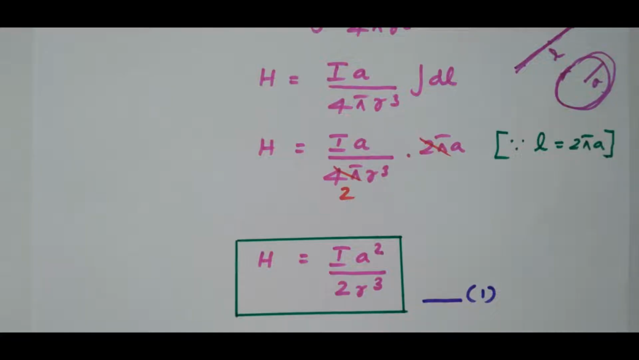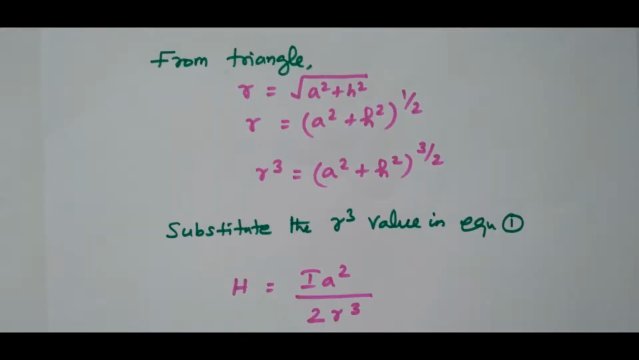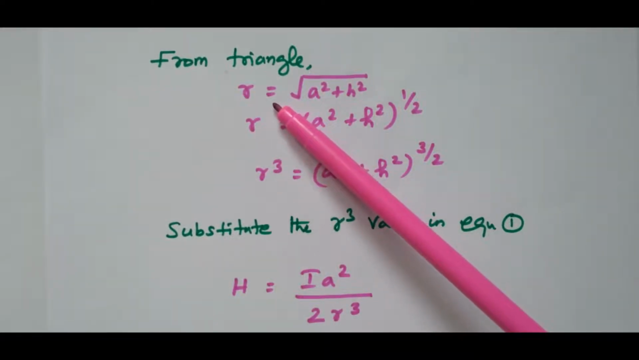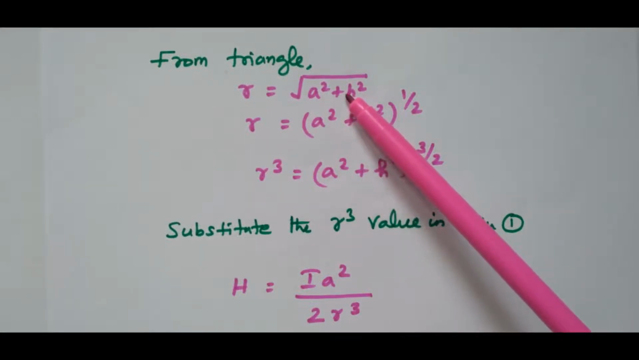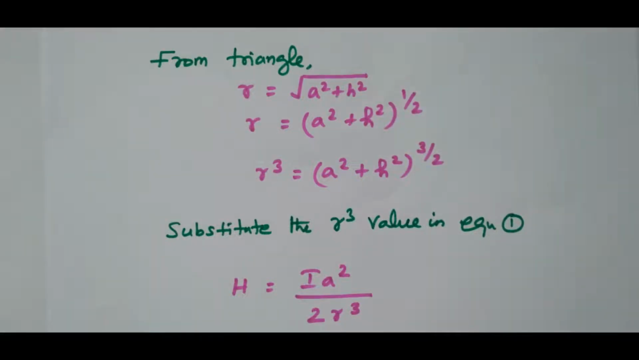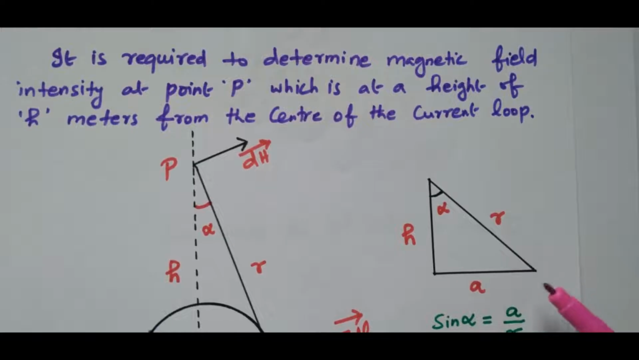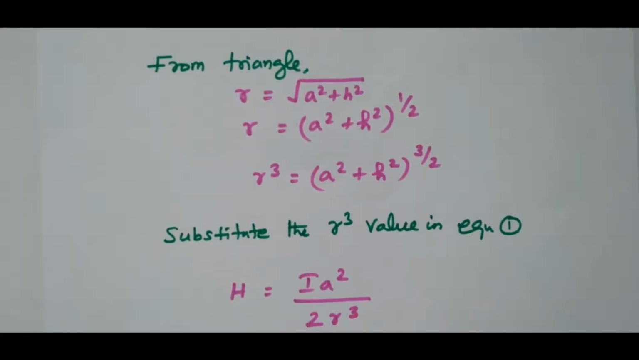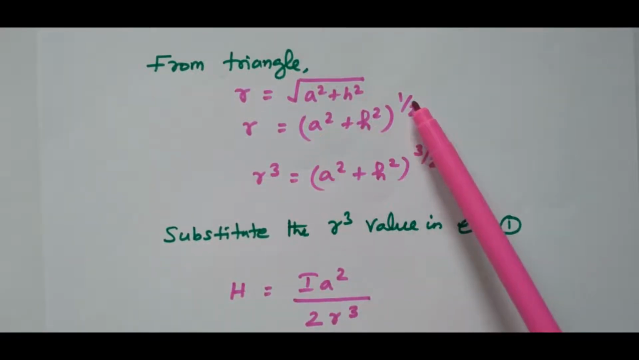Now we'll see the other forms. From the triangle, using Pythagoras theorem, R square equals A square plus H square. So R equals the square root of A square plus H square. It can be written as A square plus H square whole power 1 by 2, since square root is written as power 1 by 2.